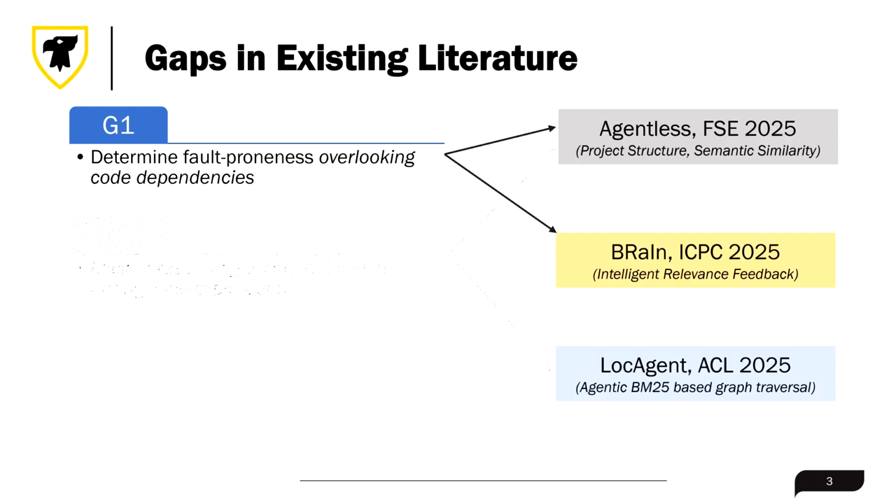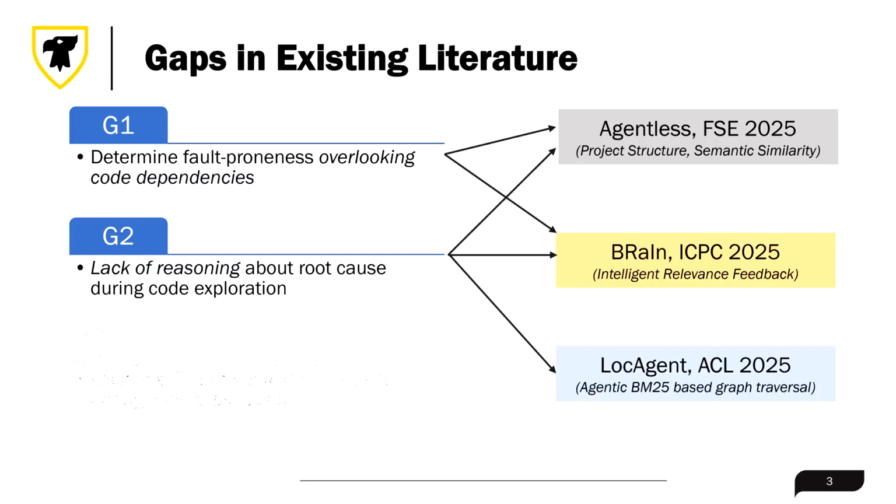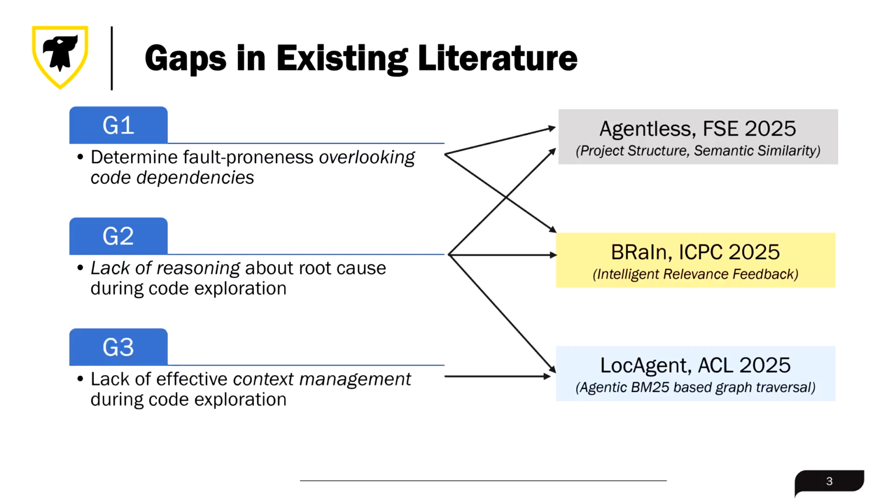Then we also found that many of the agentic solutions explore the code base for different kinds of tasks, for example bug localization, but they do not reason about the root cause of the bug when they are doing that code-level exploration. So that is another issue. And then we found that effective context management for any kind of LLM-based solution is also a major challenge. So we try to address these three challenges in our technique.